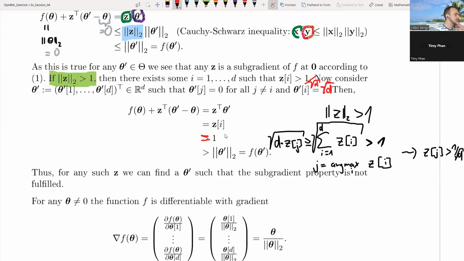Okay, this is of course now not so nice. Okay, there should be a component which is greater than 1 over d.